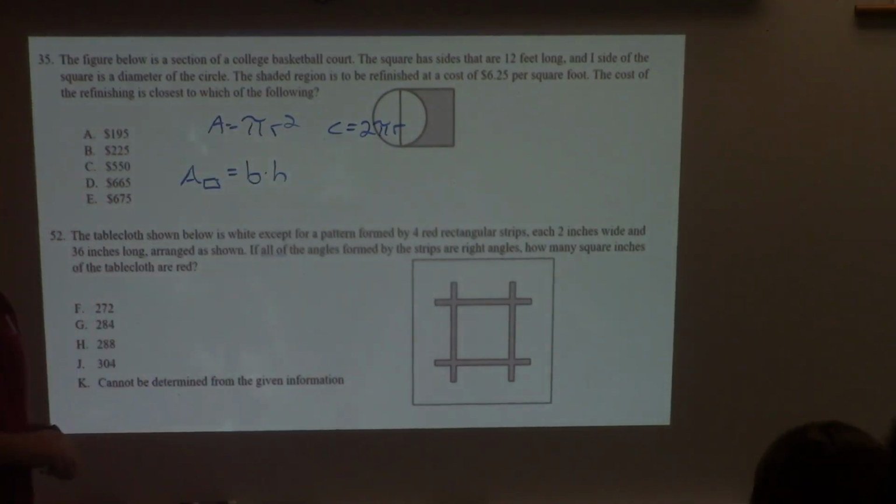Isn't it also called perimeter? Perimeter is typically reserved for convex polygons. It doesn't even have to be convex, but polygons, not circles. But essentially, yes. It's just the distance around.